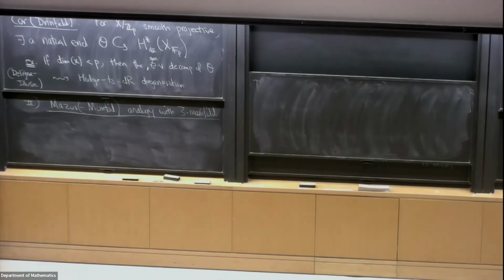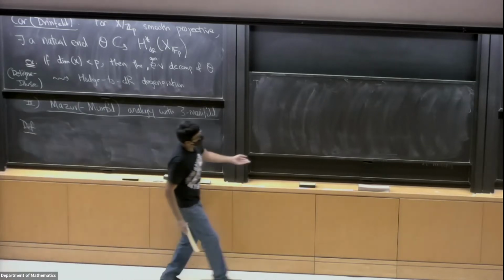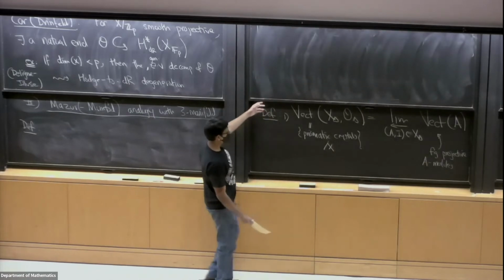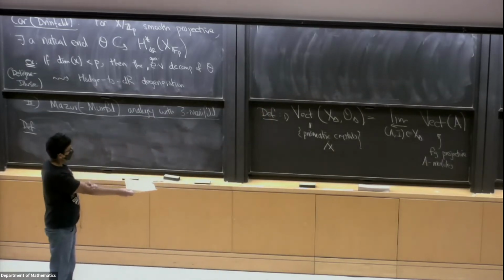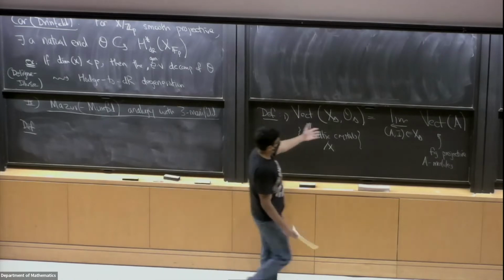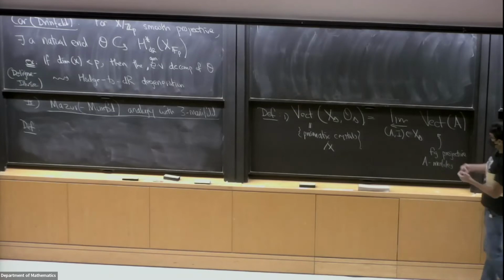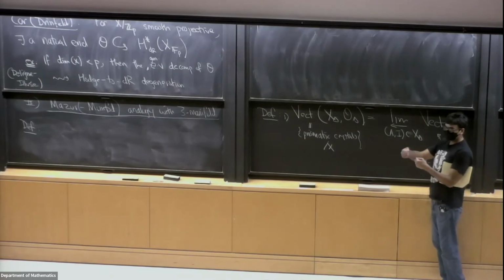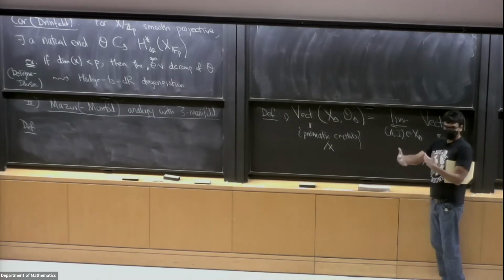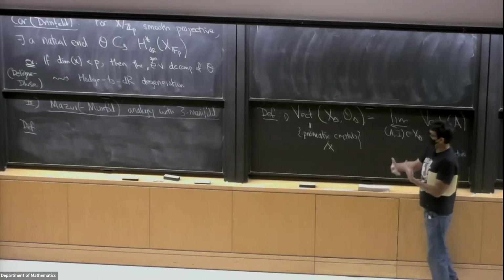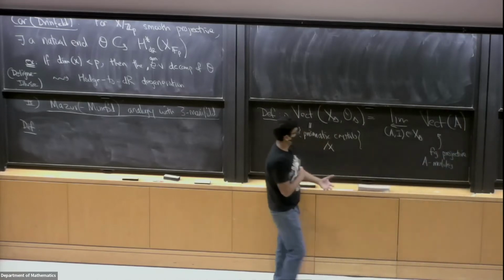To set the stage, I need to give you a definition. In the definition I gave for prismatic crystals, which I amazingly kept on the board, there's this inverse limit thing that's happening over the objects of this category. But one thing I haven't exploited yet is that the objects of this category have an endomorphism, the Frobenius endomorphism. There's a phi that's acting on everything. So it might be prudent to extract some invariant which actually remembers the phi.